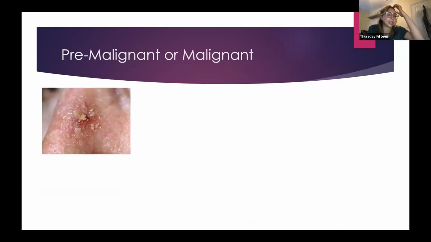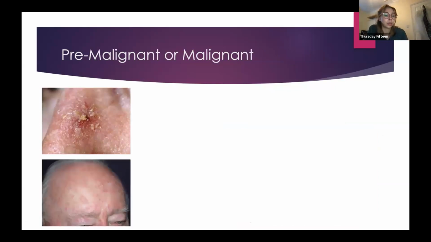Some malignant conditions. So these two are the same thing. Does anyone know what they are? Just straight up. SCC. Almost. Yeah, it's an actinic keratosis. So they're a precancerous spot on sun-exposed skin. They're kind of like an early cutaneous SCC.